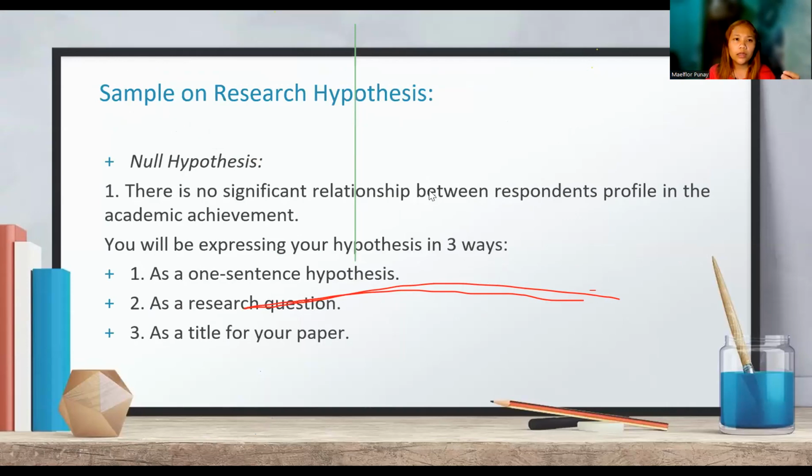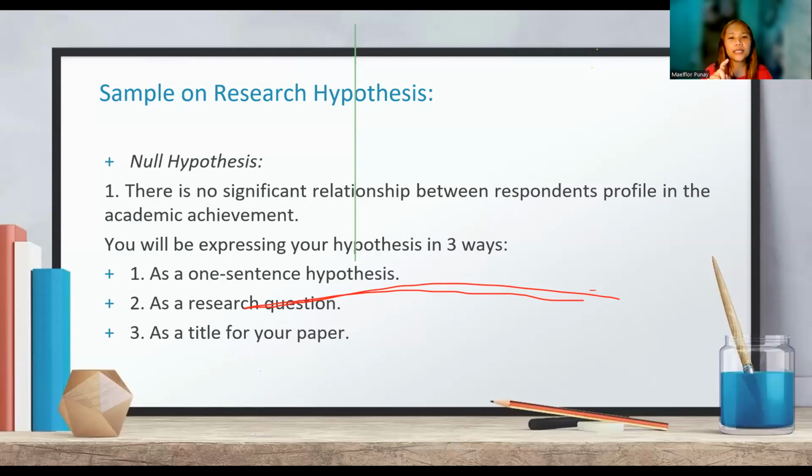Okay? So this is an example, a sample on research hypothesis. So, null hypothesis ni siya. There is no significant relationship between respondents' profile and the academic achievement. So, this is what you are going to prove or discredit. Meaning, wala relationship ang respondents sa two variables, ang profile sa respondents and its academic achievement.